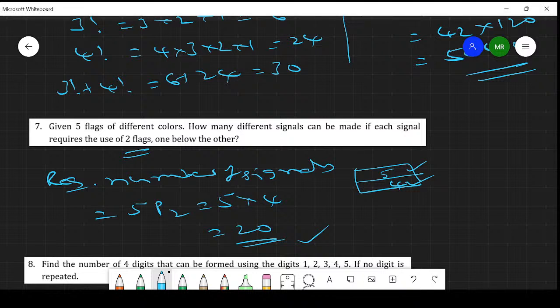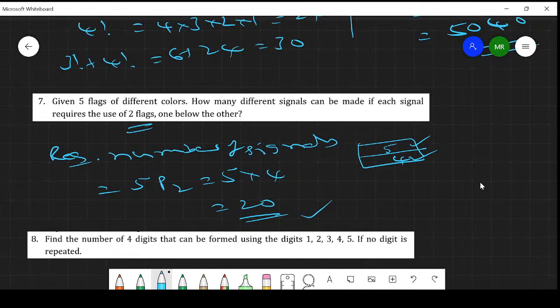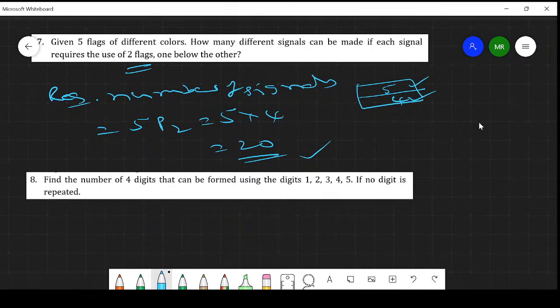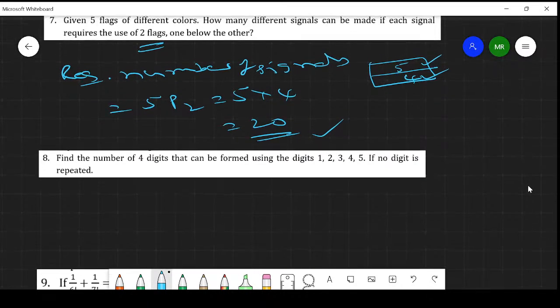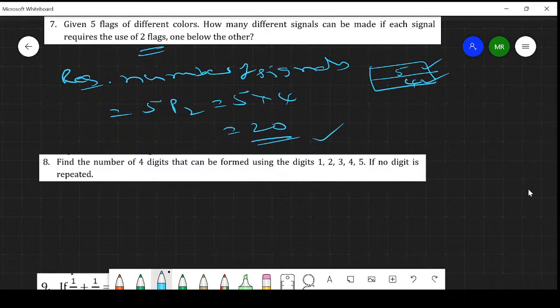Okay, now. Find the number of 4-digit numbers that can be formed using the digits 1, 2, 3, 4, 5 if no digit is repeated. They are telling no digit is repeated. Find the number of 4-digit numbers that can be formed using the digits 1, 2, 3, 4, 5 if no digit is repeated.